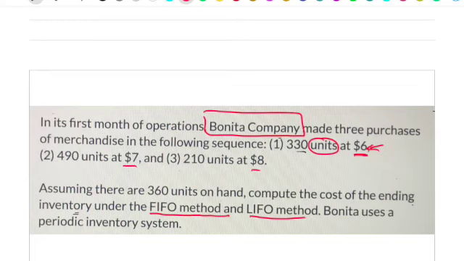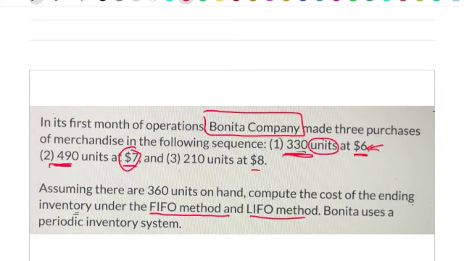So Bonita Company makes its profit by being the merchandiser that's putting the iPhone case in the hands of the customer. The key here is that Bonita Company is going to make several purchases throughout the month. They're going to purchase 330 units at $6. Then they're going to sell a bunch of those, and they're going to say, okay, we need to replenish our stock. And they're going to buy 490 more units. But now the cost has gone up to $7.